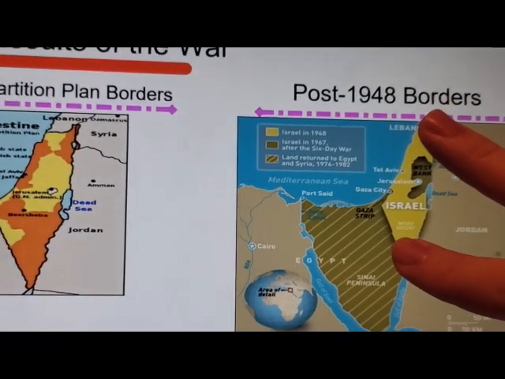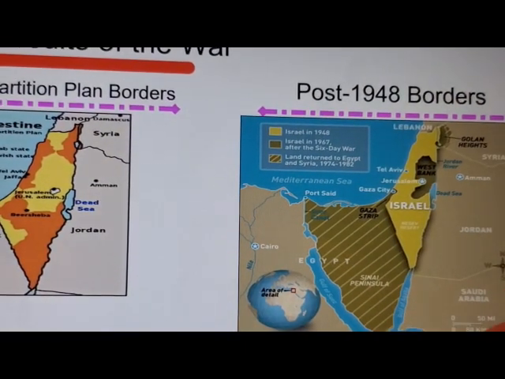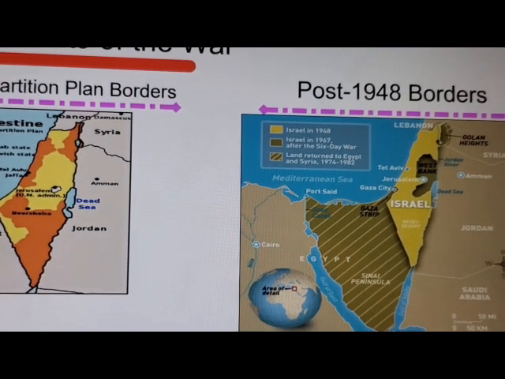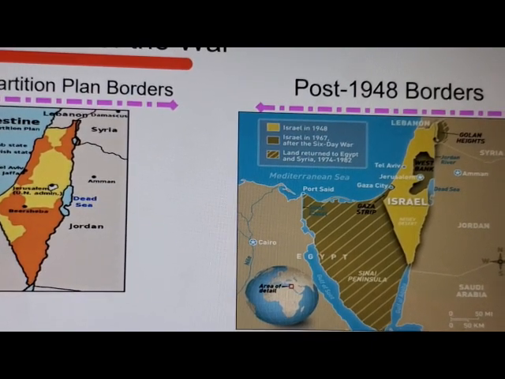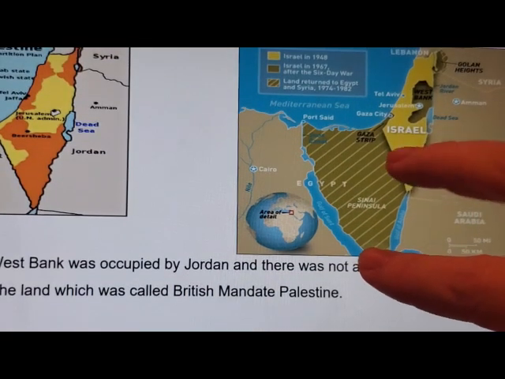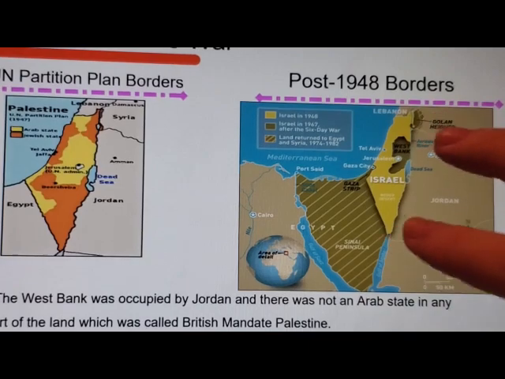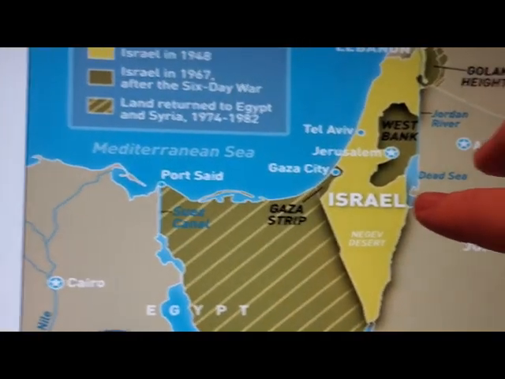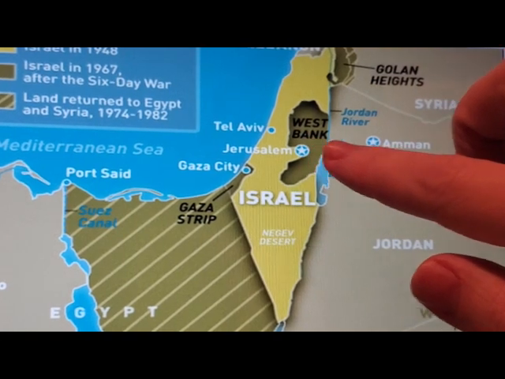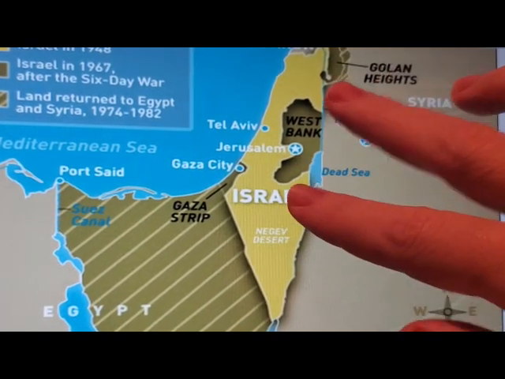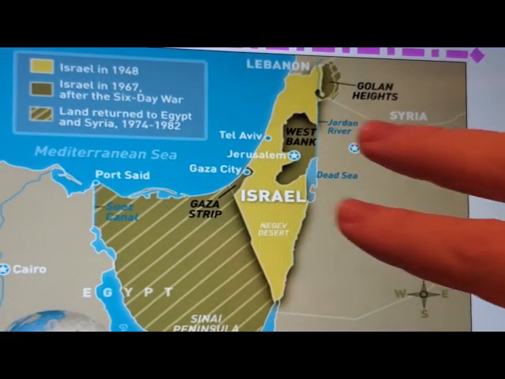And the West Bank was occupied by Jordan, and there was not an Arab state in any part of the land which was called British Mandate Palestine. So as you see here, this area which is the West Bank, that becomes a part of the country of Jordan, and this whole area in yellow becomes Israel.